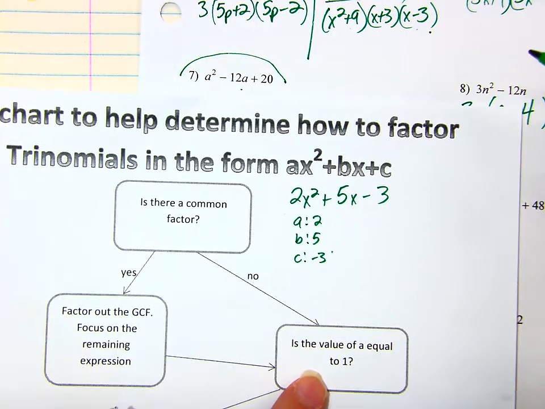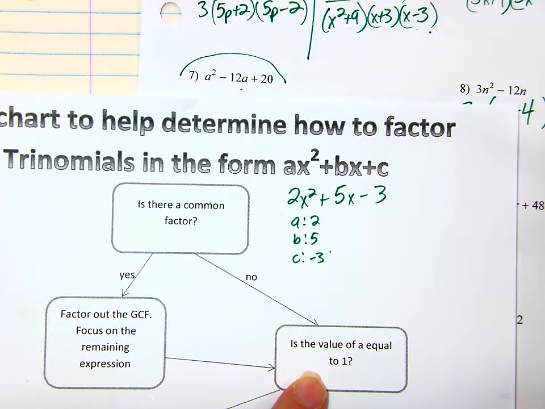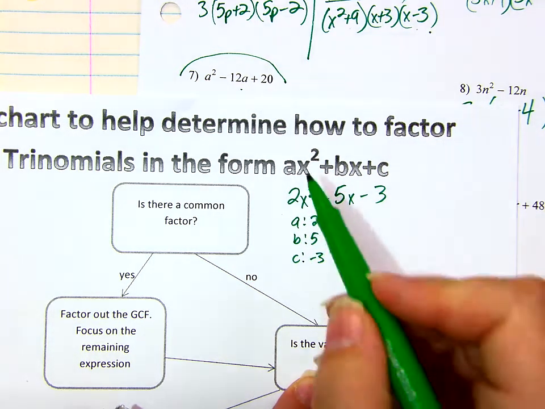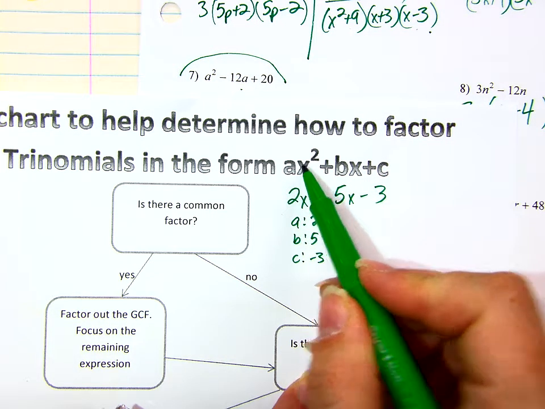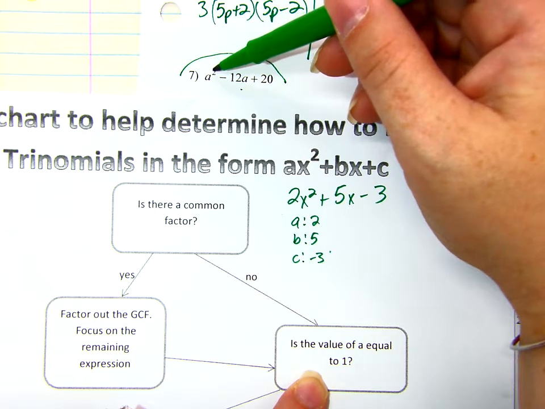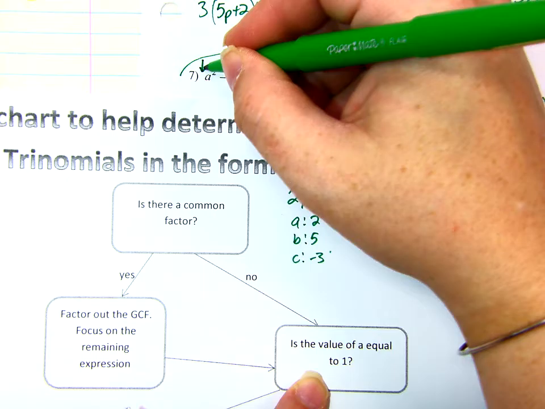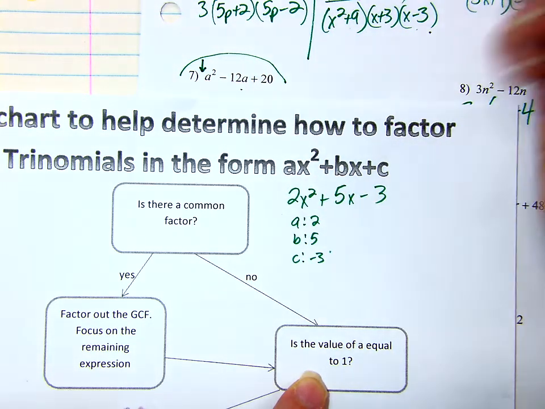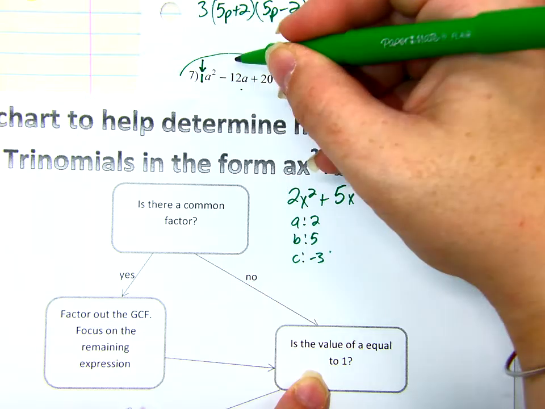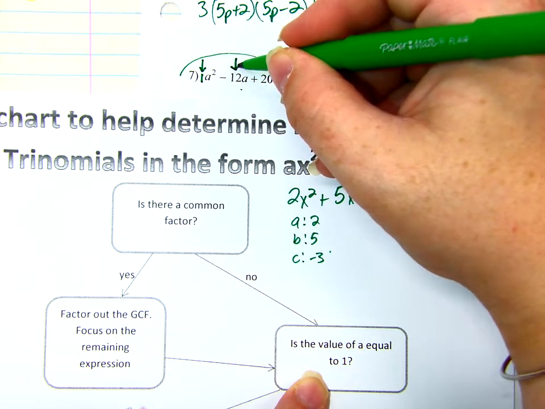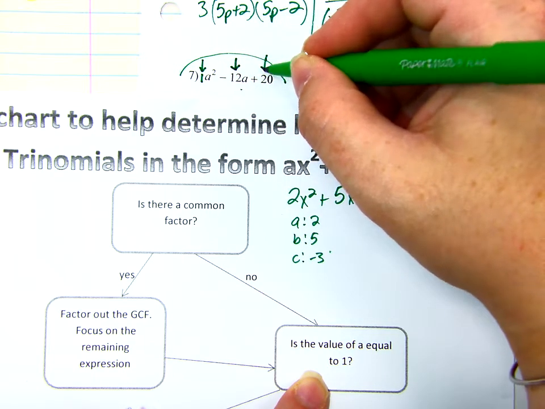Is the value of a equal to 1? Yes, remember a is just whatever is in front of the x squared. In our case, it's annoying because they're using a's instead of x's. But a would be whatever this number is right here. And since there isn't one, it's really just a 1. So b would be, what's b? Negative 12, and c would be 20.